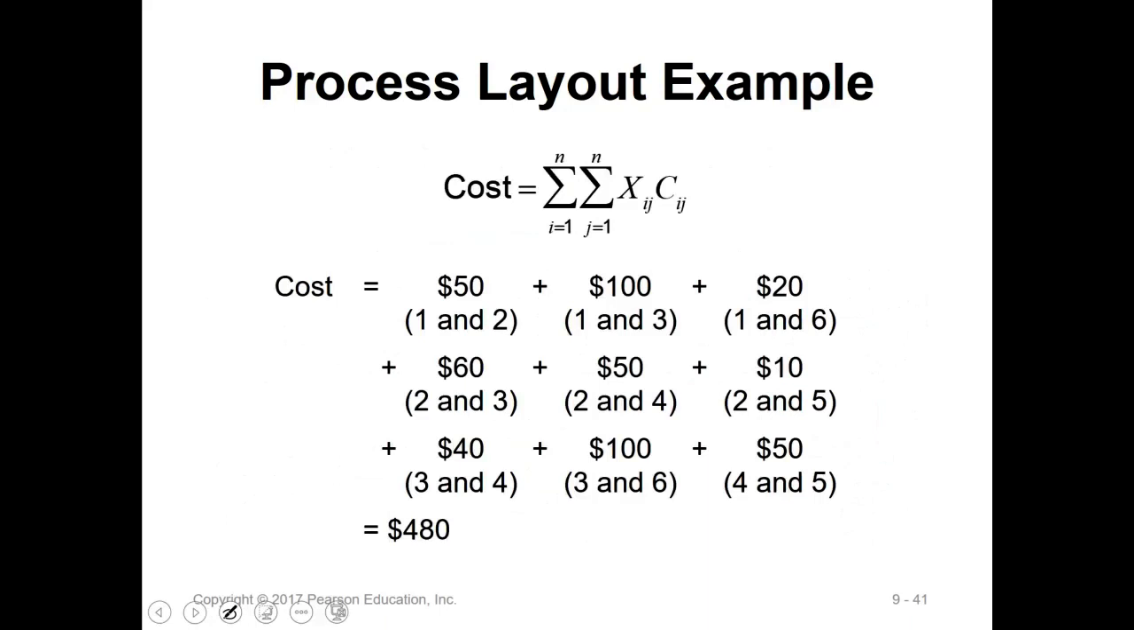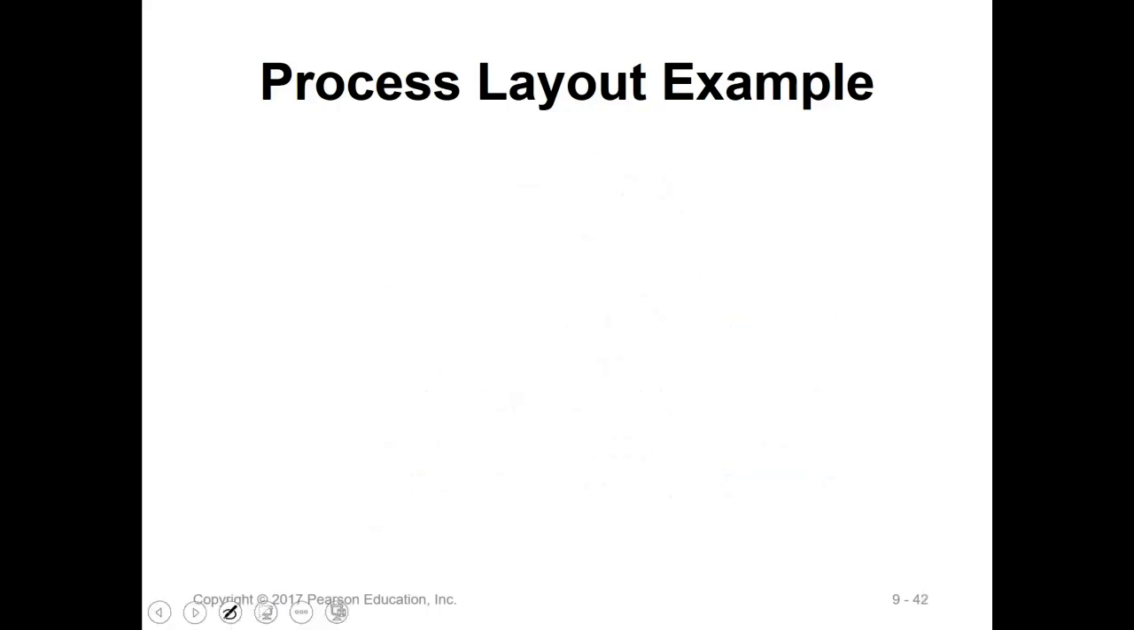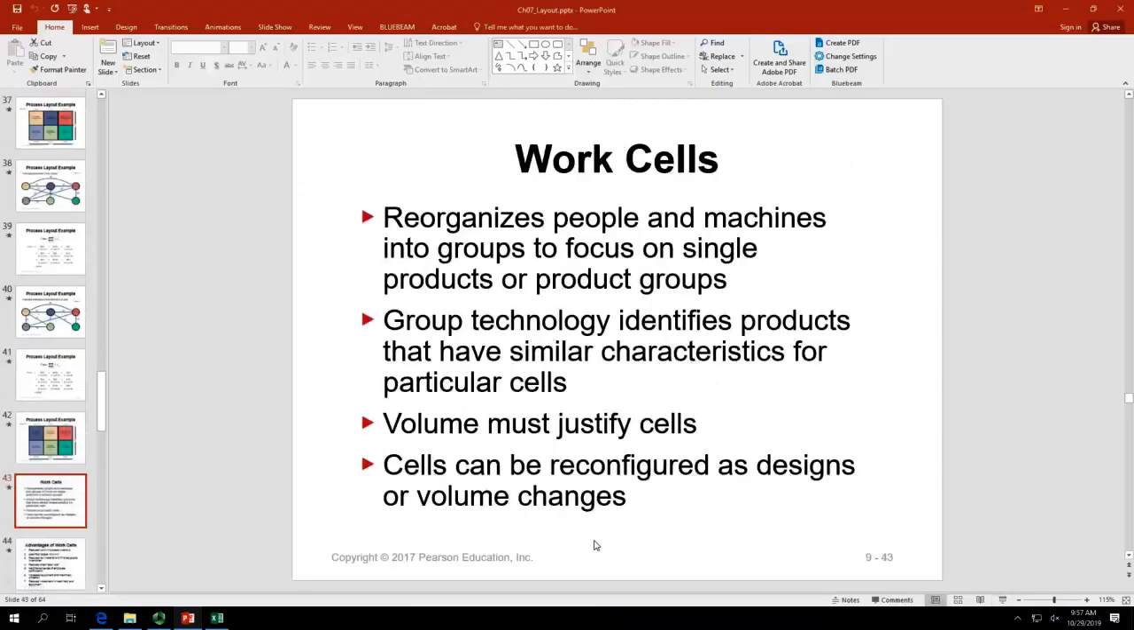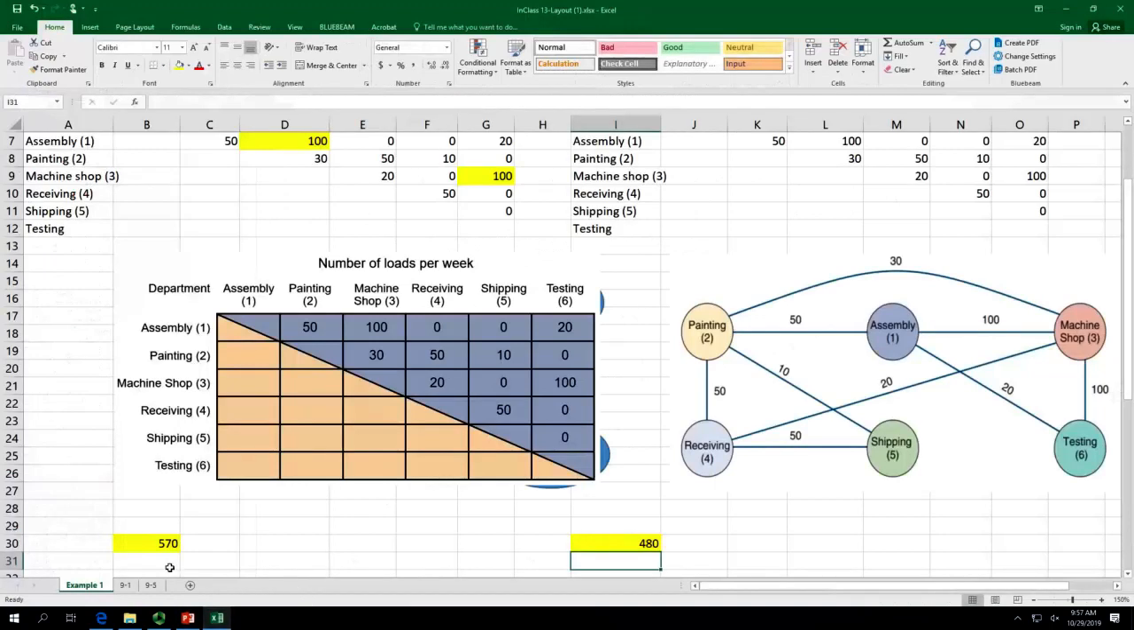In this case, the second layout is much better than the first layout. The cost reduction is almost $100 per week. And there's another example, so go to your Excel practice.